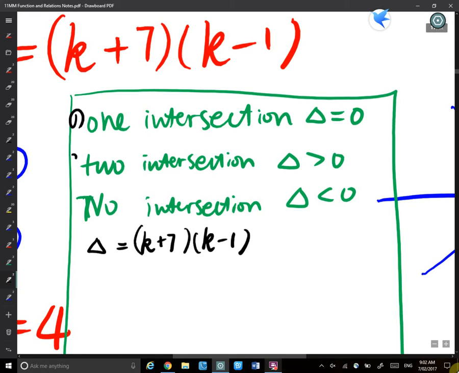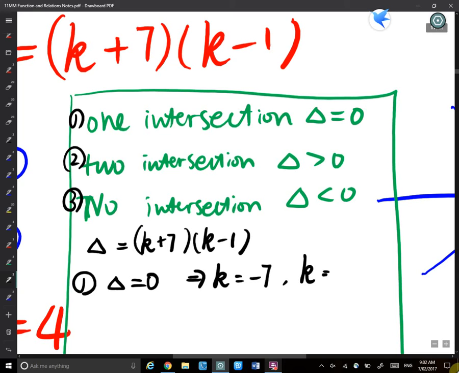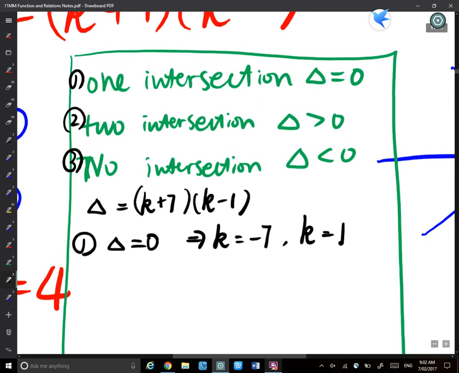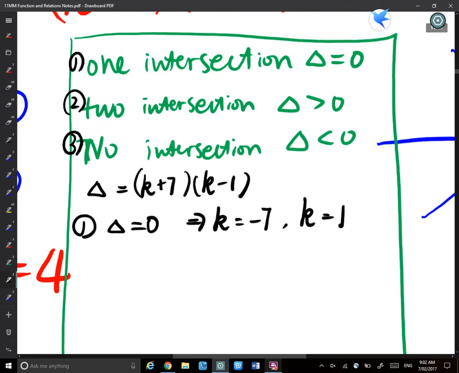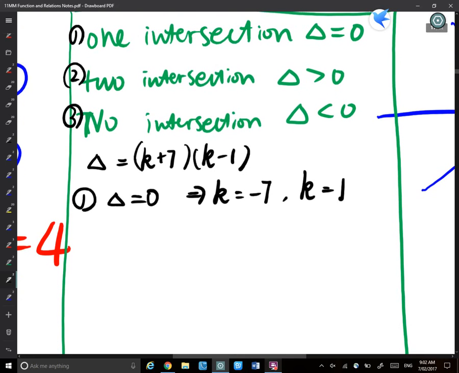Let's say 1, 2, 3. So in number 1, discriminant equals 0. That will give you k equals negative 7 and k equals 1. Either k is negative 7 or k is 1. Okay, that is easy to think.